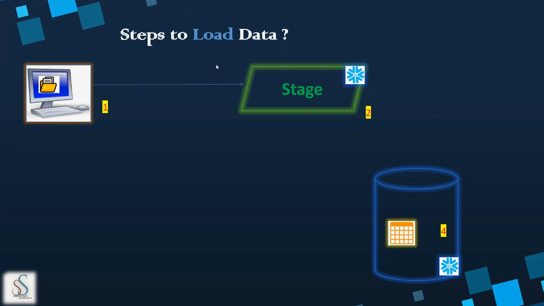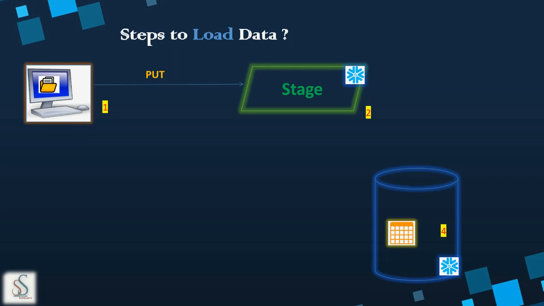Through which command? Through the put command we have to place that file in the Snowflake stage. We will understand what a stage is in the next slide. For now, remember, this is a temporary memory landing location in Snowflake for our file. We will put the file in the stage. What is the next step?